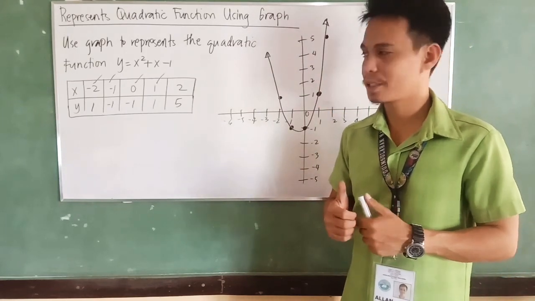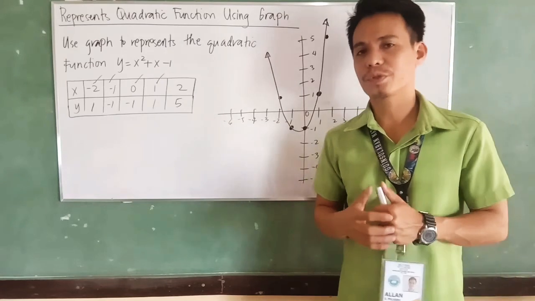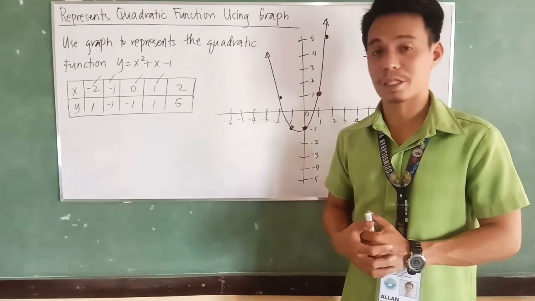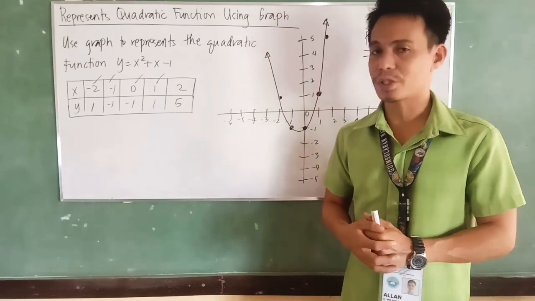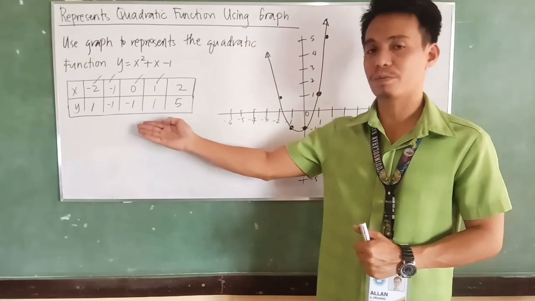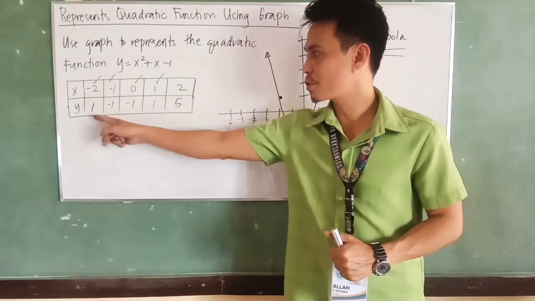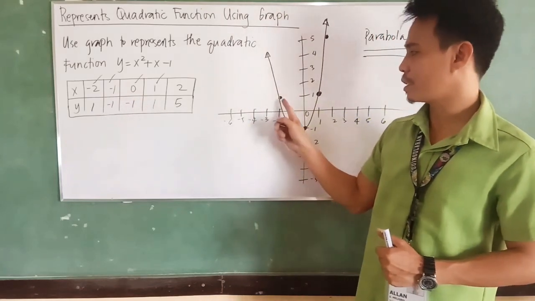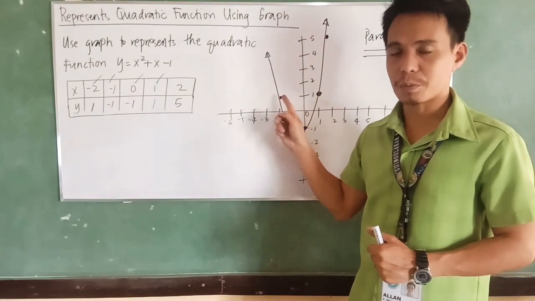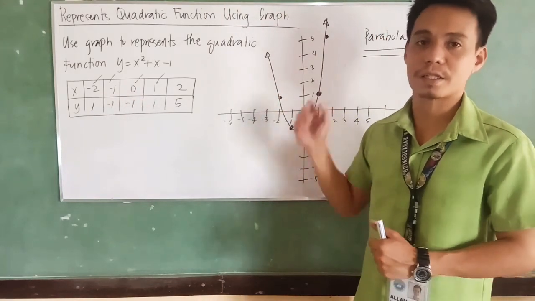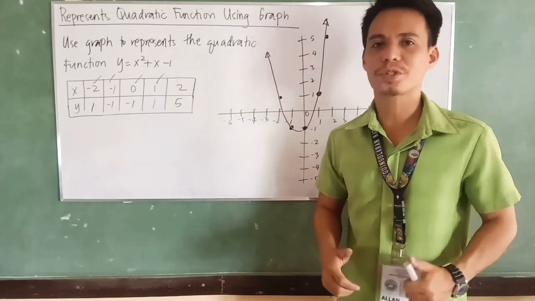Okay? Okay, so I hope you understand guys with our lesson today. So, madali lang po siya. Yung una, gagawa tayo ng table of values. Then, yung values na nakuha natin, yun yung i-graph natin. Doon sa Cartesian plane, ipa-plot natin para makabuo tayo ng isang graph. Okay? So, ganoon po siya guys.